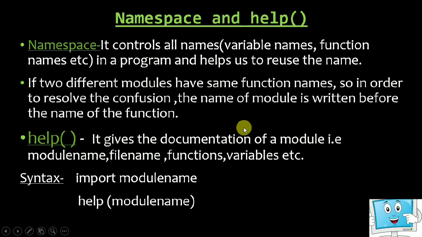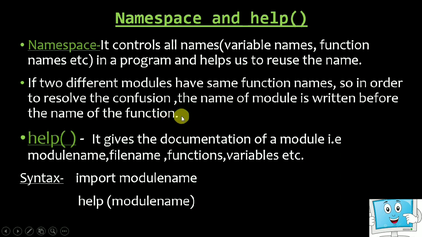Next we have namespace and help. Now what is the meaning of namespace? Namespace controls all the names, that is the names of the variables or the names of the functions in a program, and helps us to reuse the same. Suppose we have two different files or two different modules, but the functions which we have made have the same names. The files have two different names but the function names are the same in both the modules. So in order to resolve the confusion, the name of the module is written before the name of the function.